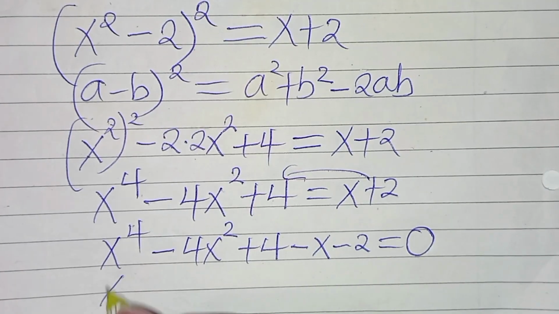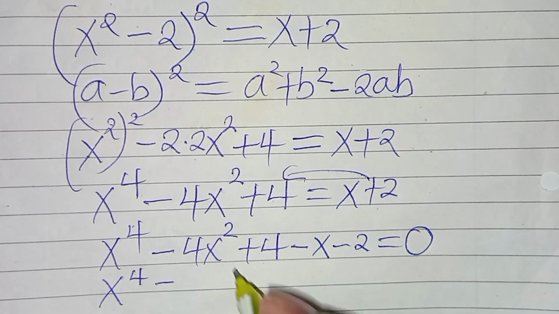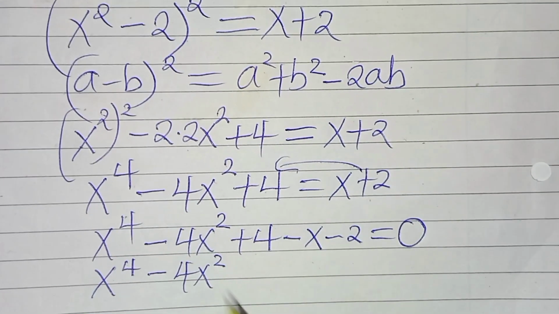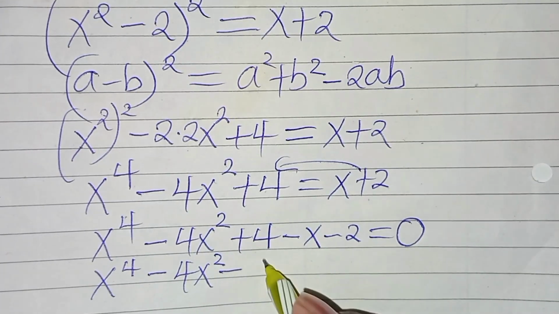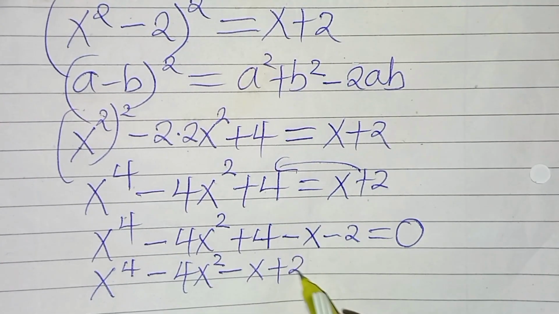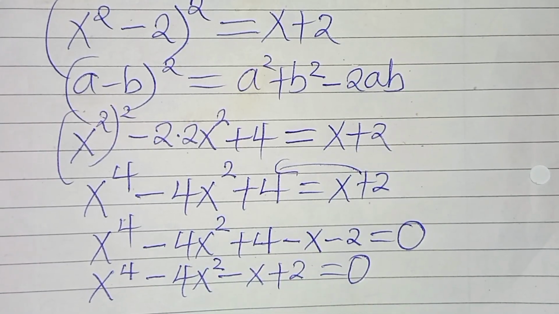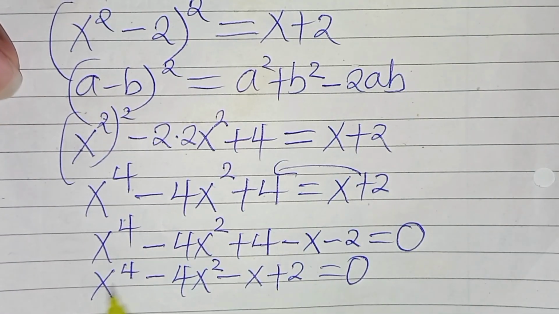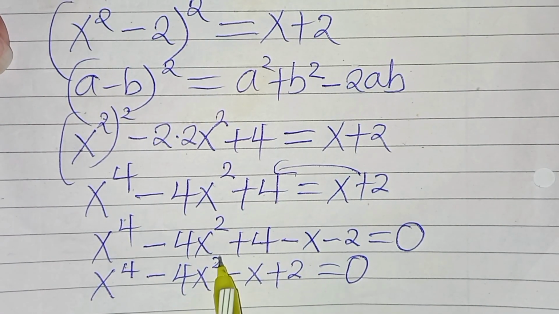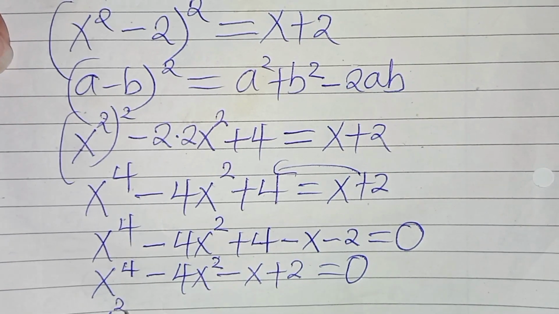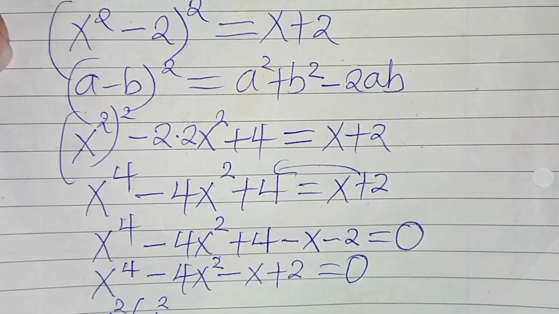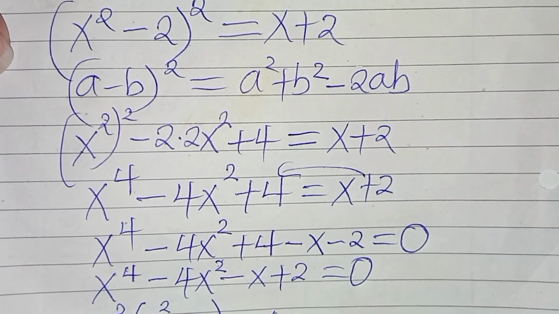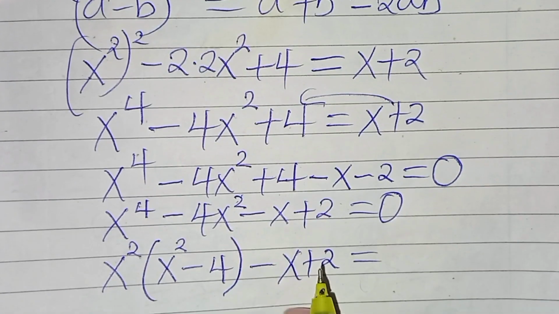The next step here, we'll have x to power 4, subtract 4x squared, then subtract x. Then 4 minus 2 is plus 2, and this is equal to 0. The next step, we have x to power 4 minus 4x squared. x squared is common here, so we factor out x squared. Then we'll have x squared subtract 4, close the bracket, then subtract x plus 2, equal to 0.